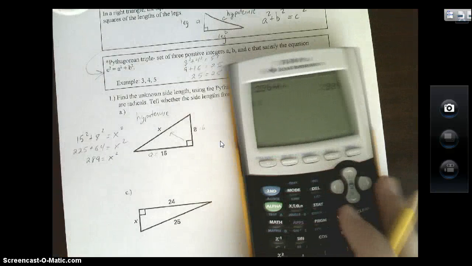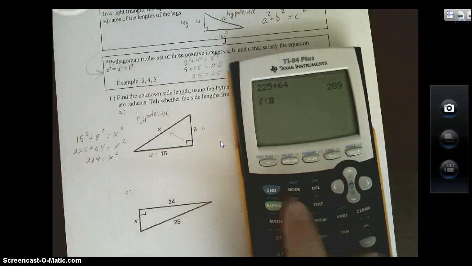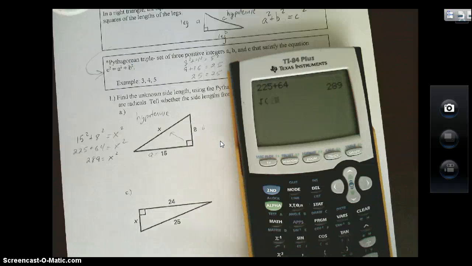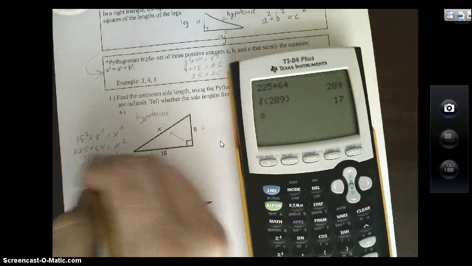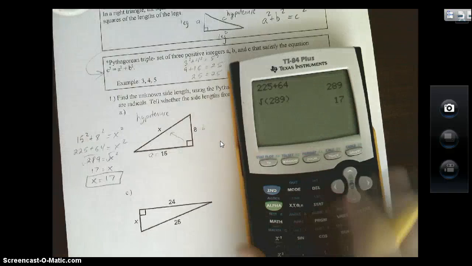equals x squared. Now, a nice thing to do to check yourself is to hit square root of 289 and check to see if it's a perfect square. In this case, it is. We get 17, because we square root both sides, so x equals 17.